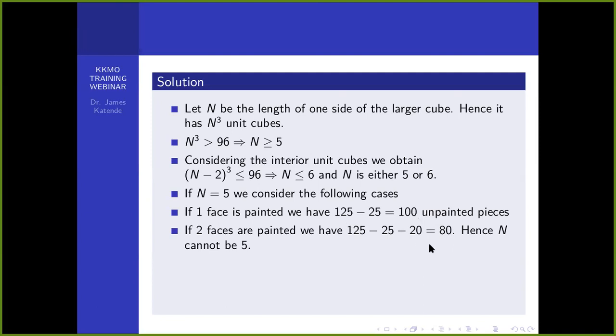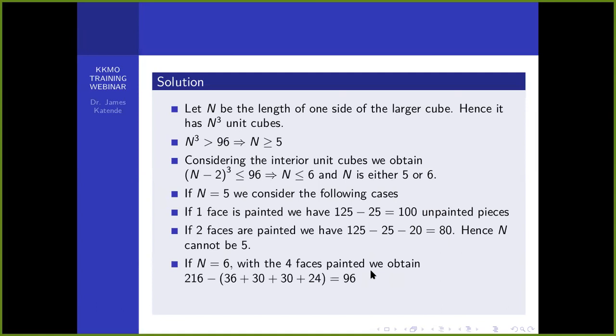The other way you could have done this is to paint a side which is not adjacent to this one, so that you have 100 minus 25 here, which again will be less than 96. So we can see this will not work, because if you paint any more faces, the number of unpainted unit cubes will just go lower and lower. You'll never get 96. So 5 cannot work.